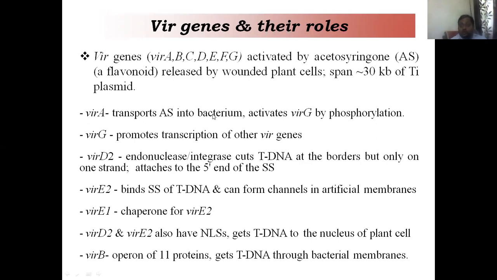So all these Vir genes, now you start walking backwards, connecting things backwards. I said whenever there is a wound in the plant, acetosyringone is secreted out into the rhizosphere. Then the Agrobacterium comes and infects the plant actually. Just start connecting the links. Whenever this acetosyringone, which is a flavonoid, is secreted, the Vir genes are activated. This acetosyringone is being released by the wounded plant cells, as I said, and the Vir genes are activated. And these are present on about 30 kb of the Ti plasmid.